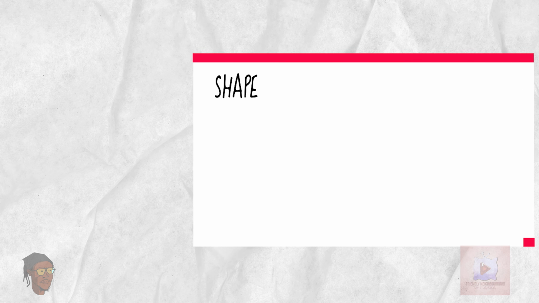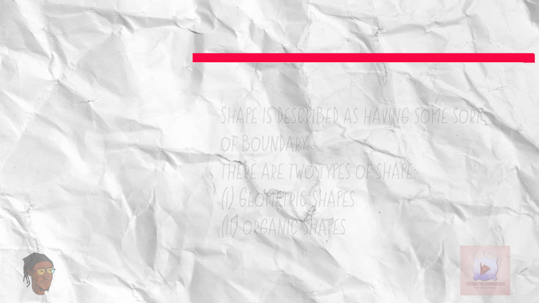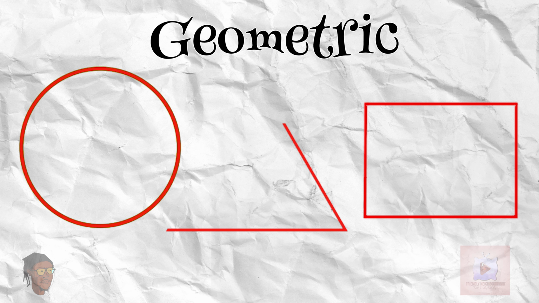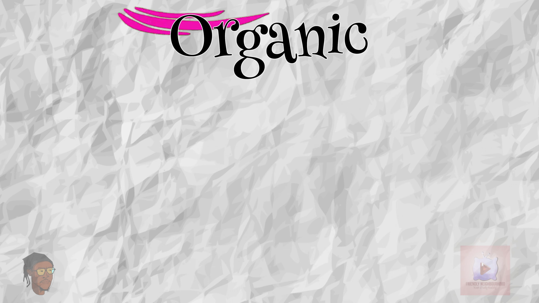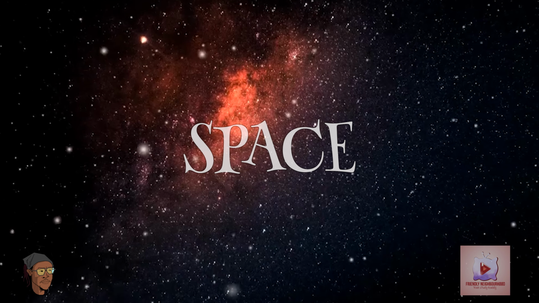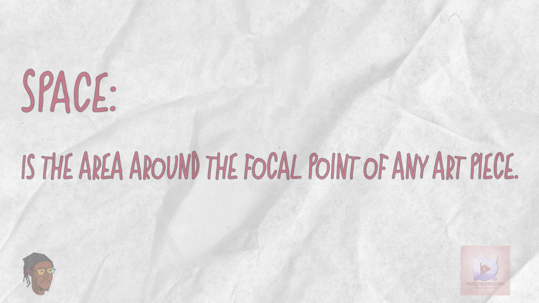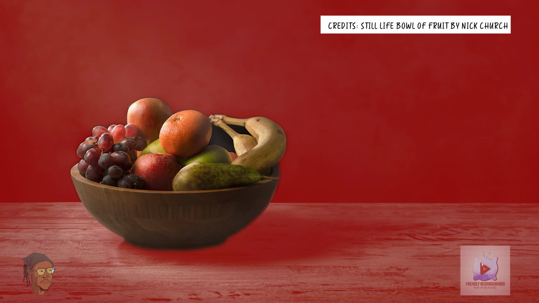Shape. Shape is described as having some sort of boundaries. We have two types of shapes. We have geometric shapes, the basic shapes that you know, which are triangles, squares, and circles, and organic shapes that are basically free form in nature. Space. Space is the area around the focal point of any art piece. This is the area over, inside, or next to the structure.